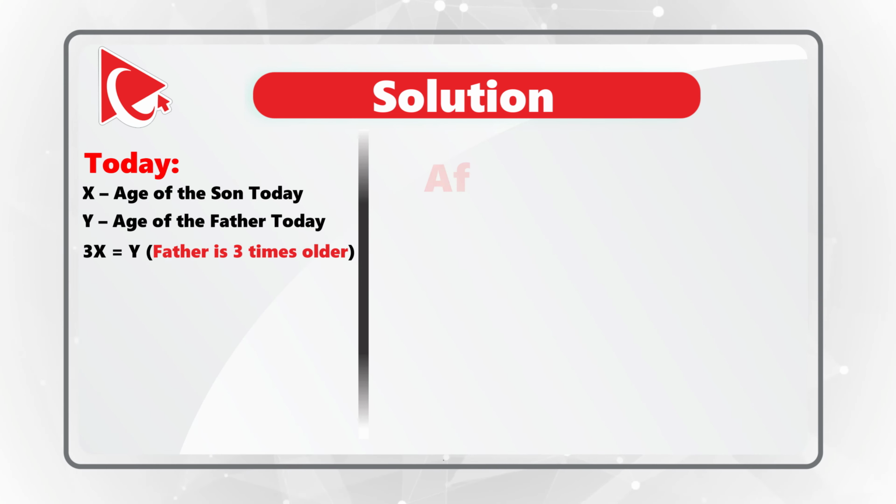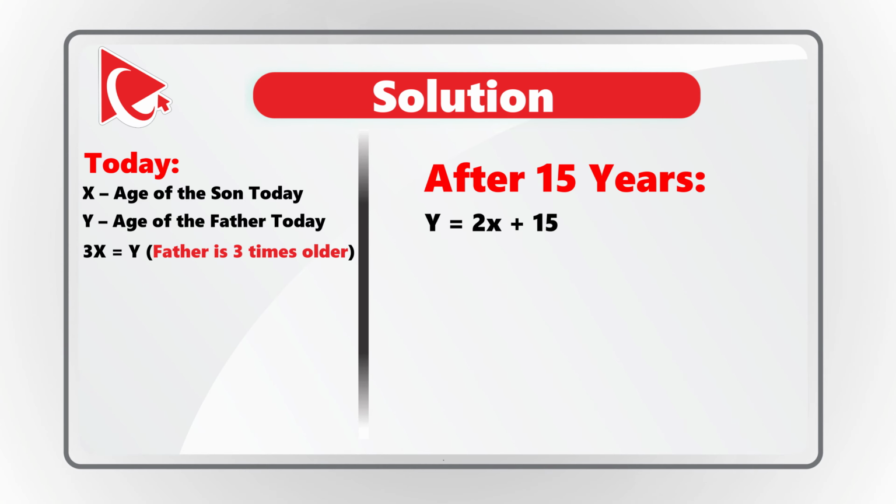After 15 years, our expression will be different. The new expression will be y equals 2x plus 15. Because in both cases y is the same, we can build a new expression: 3x equals 2x plus 15.